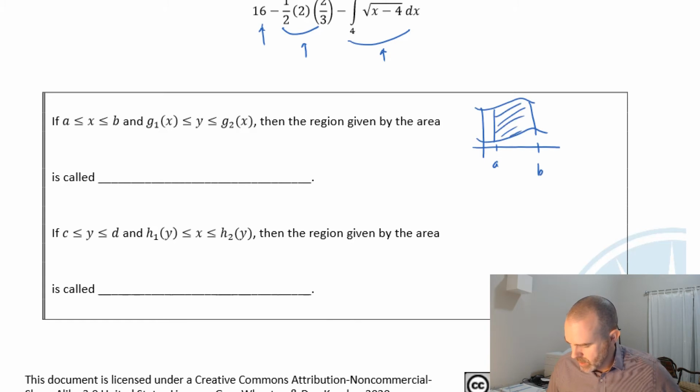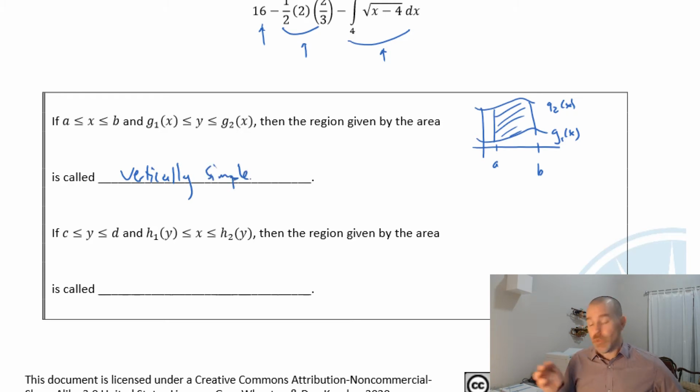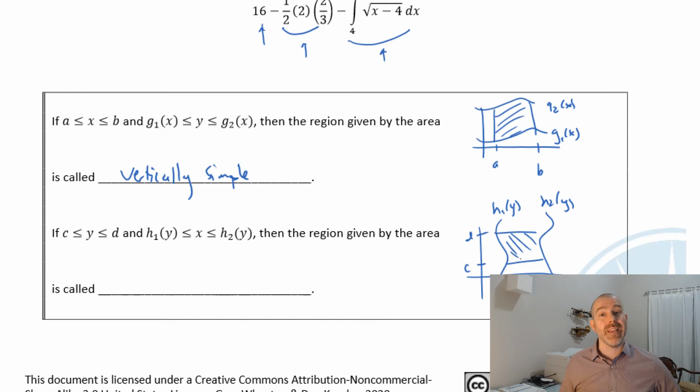And you have this region here, and this will be, let's see, G1 and G2. All right, y is between those two. We call this a vertically simple region. And if we have x between two functions of y, h1 of y and h2 of y, and then y going from, say, C to D, that particular region we would say is horizontally simple.